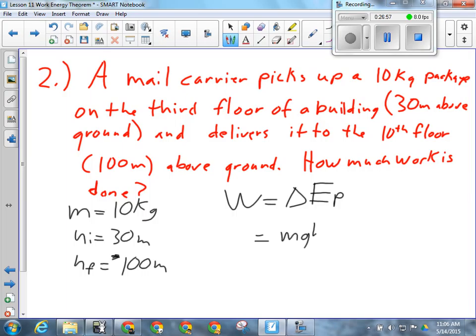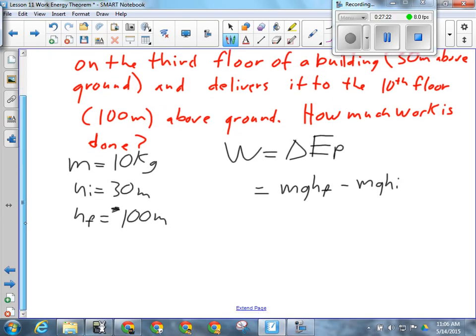So I'm going to take my final potential energy, m times g times h final, and subtract my initial potential energy, m times g times initial height. Okay, do I have all those numbers? I have m. Okay, g is on my formula sheet. It's always 9.81. And I have the two heights. So all I have to do is plug in my numbers and solve. Okay, so work will equal 10 times 9.81 times 100, my final height, minus 10 times 9.81 times 30.